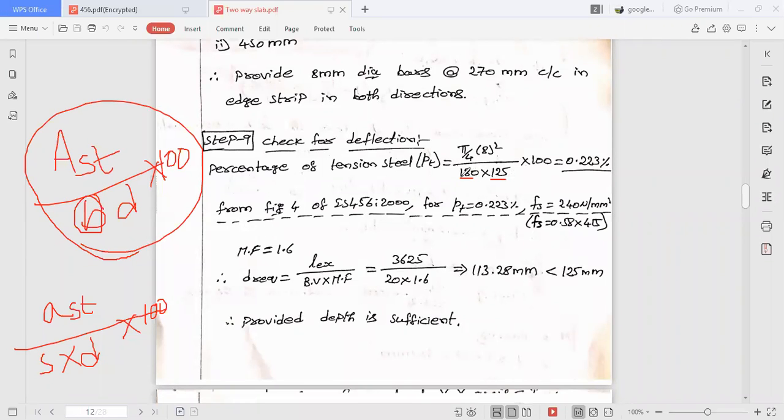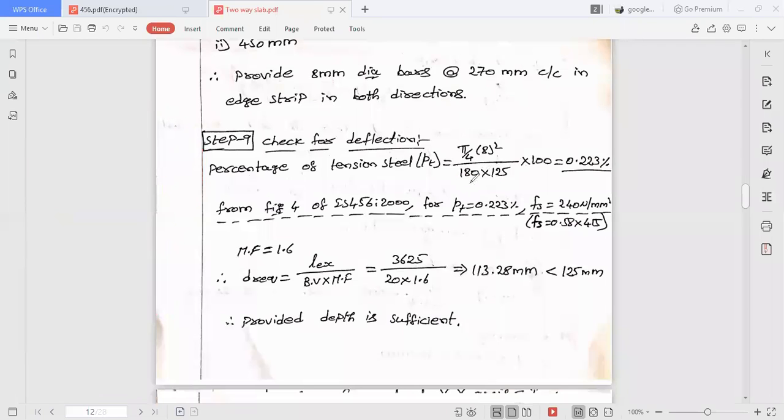Small Ast by spacing of main bar into d into 100. Listen carefully. This spacing is always x direction middle strip spacing. It's not x direction edge strip spacing. It's not y direction main strip spacing. It is always x direction middle strip spacing. Okay. And after substitution we got 0.2% as percentage of steel.